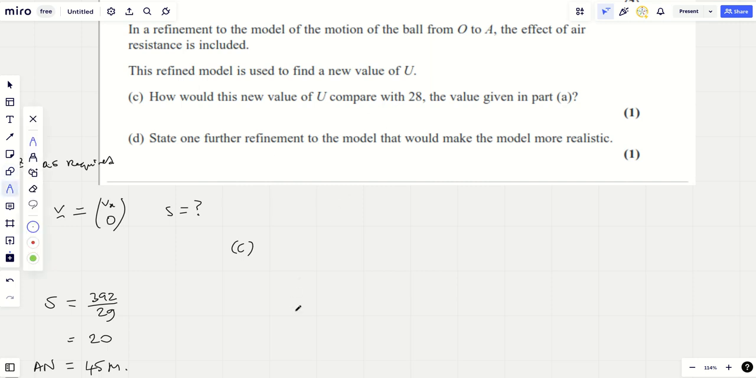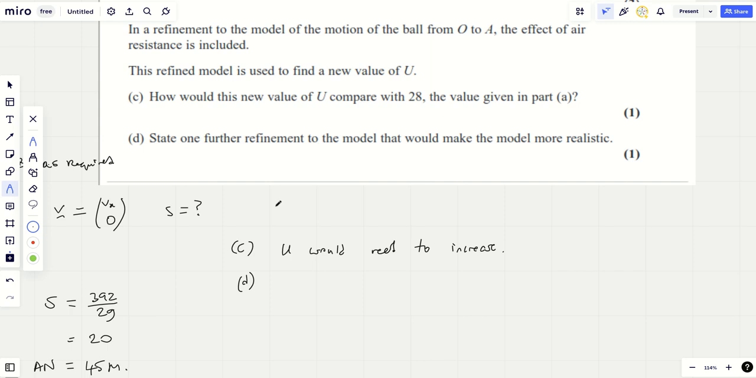Well, if you've got resistance, you're going to have to fire the thing faster to get to the same distance, if you see what I mean. So you would need to increase. And that's just because we've suddenly got something resisting the motion of the ball. So we're going to have to fire it faster for it to clear 100 meters again. So you would need to increase.